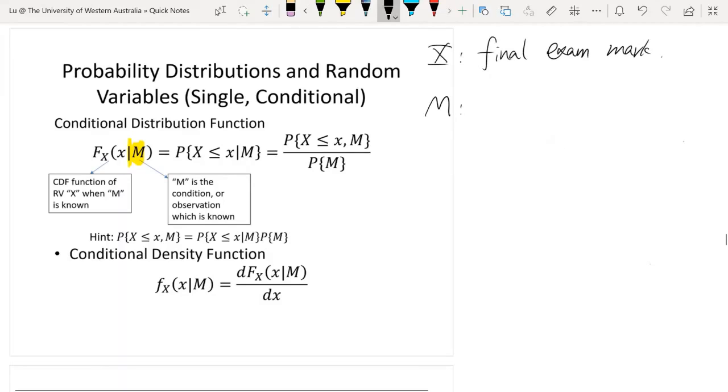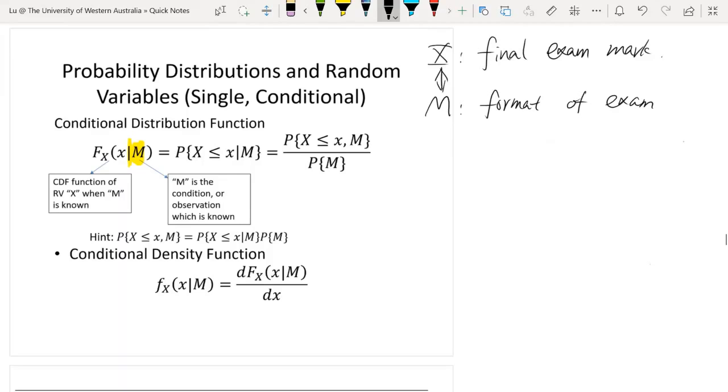E1 to M could be the format of exam. So for some students, the format of exam could affect the performance, the mark of the final exam. So that means these two things, the event M, the condition M, and the random variable X have some interactions. One can affect the other one, okay?